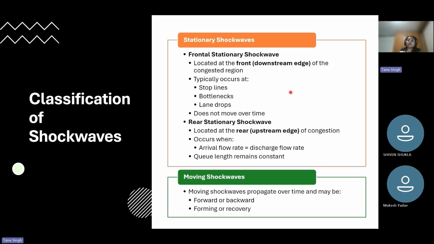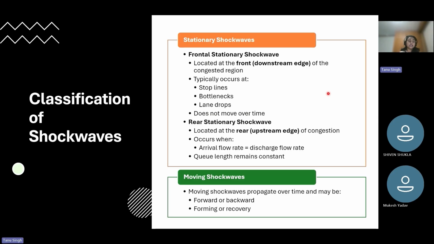Whenever we stand at a traffic signal, all the vehicles before the traffic signal are in jam condition, and after the traffic signal there is, for example, no flow. So these are the two traffic states divided by a stationary shock wave. This is an example of a stationary shock wave.